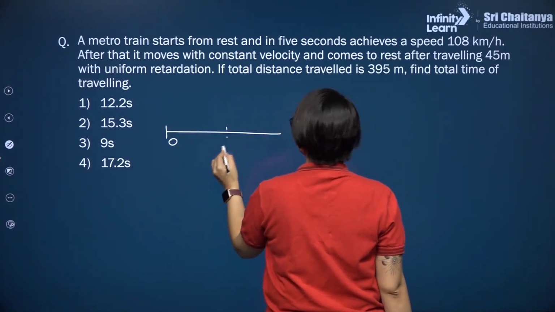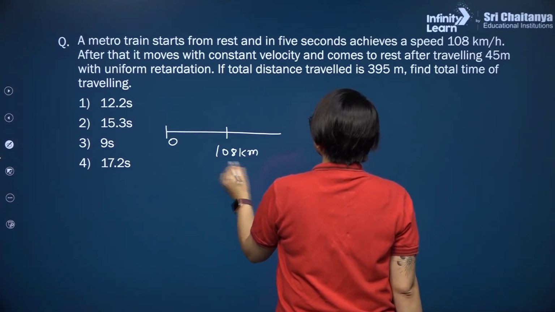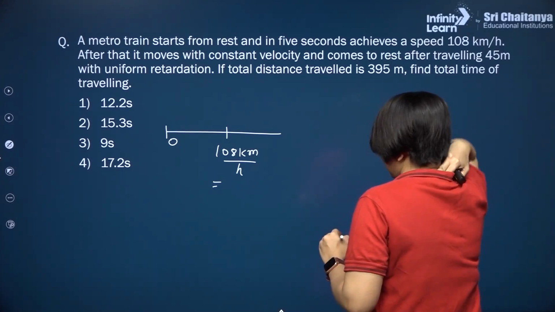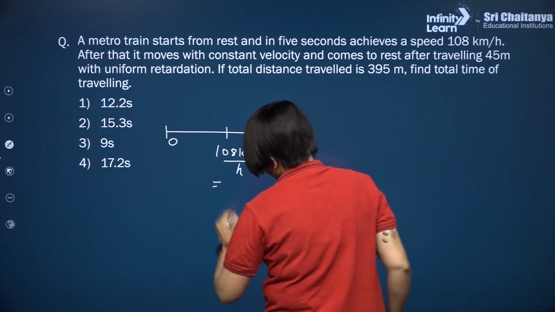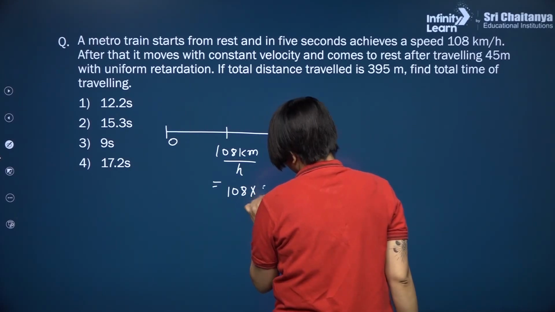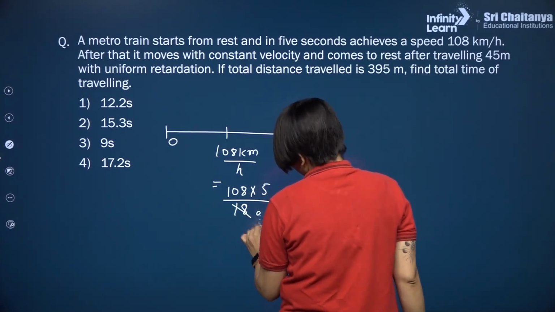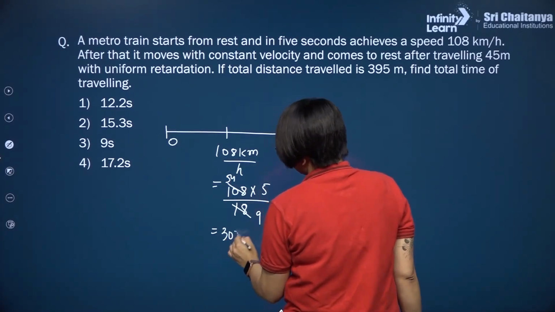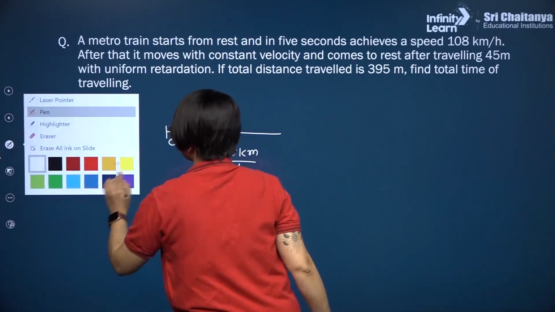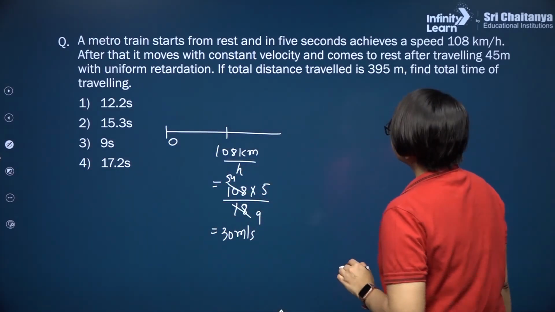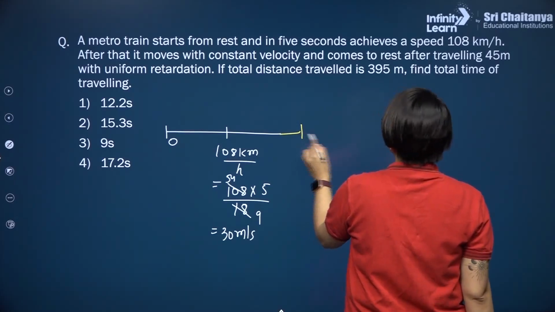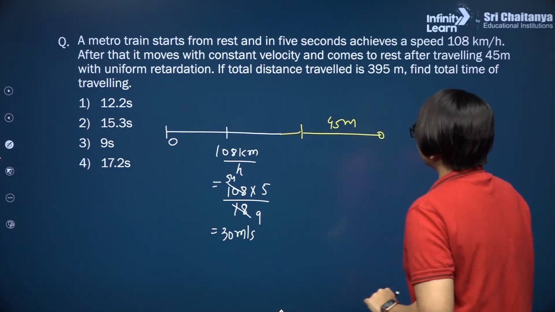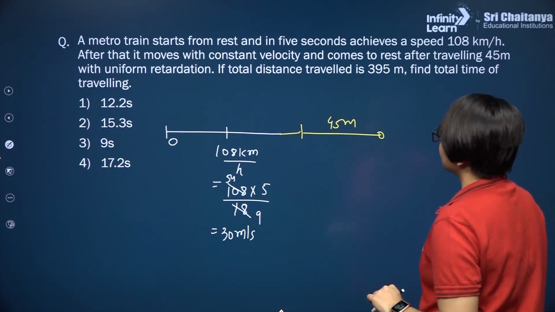Next question is this one: a metro train starts from rest and in 5 seconds achieves a speed of 108 kilometer per hour, that is 108 into 5 upon 18, which is 30 meter per second. After achieving the speed of 30 meter per second, it moves with constant velocity and comes to rest after travelling 45 meter with uniform retardation. If the total distance travelled is 395 meter, find the total time of travelling.